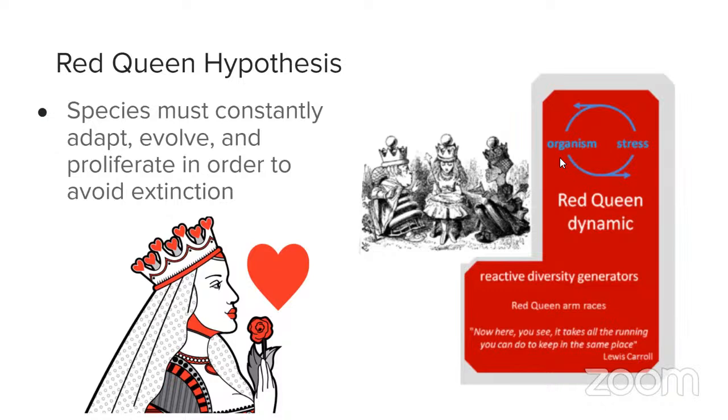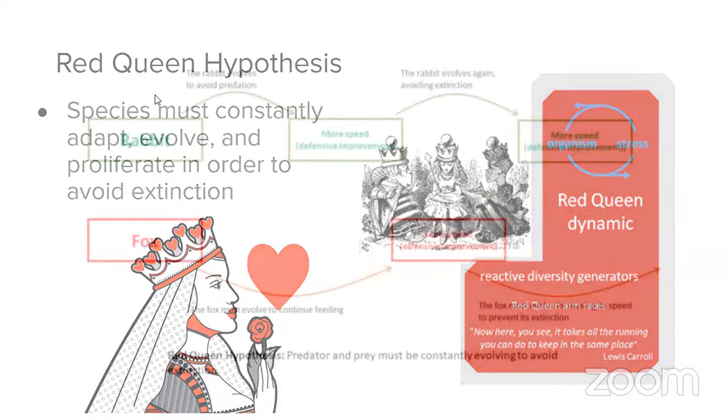So organisms respond to their stressors, and then the stressor, right, is another organism, it responds, and we have this whole back and forth. So the name of the term comes from Alice in Wonderland. So the Red Queen always running in place, in the same place, and always commanding them to do different things, right? So this is the Red Queen hypothesis.